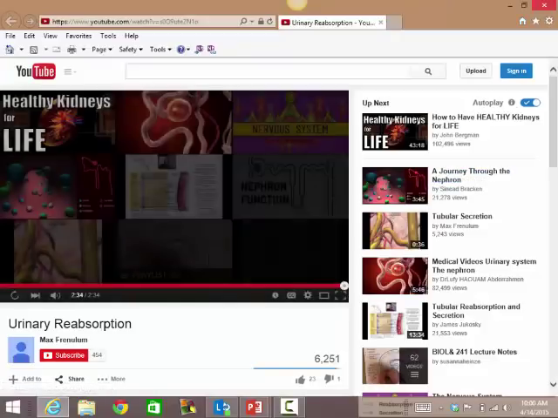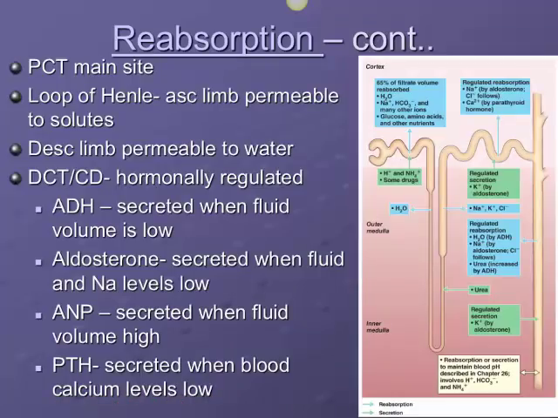So that makes sense. The more sodium you take, there's too much sodium in the filtrate. You don't need to reabsorb so much. You have to pass it out, and aldosterone won't be secreted.